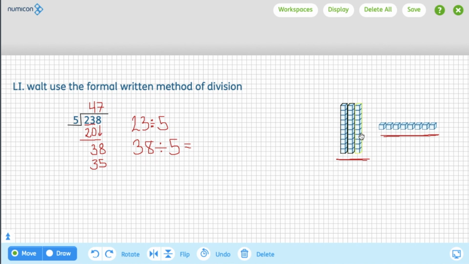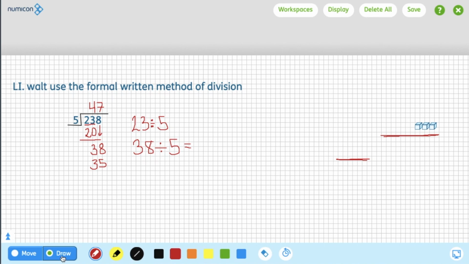So 1, 2, 3 tens and 5 units. 1, 2, 3, 4, 5. Goodbye. Shared those equally. And let's see what I have left over. 8 minus 5 is 3. 3 tens minus 3 tens. Oh, I forgot my subtraction symbol. 3 tens minus 3 tens is 0. Now, I've got a 3 sitting here. 3 units left over.